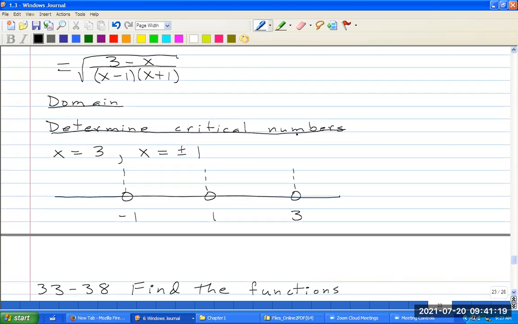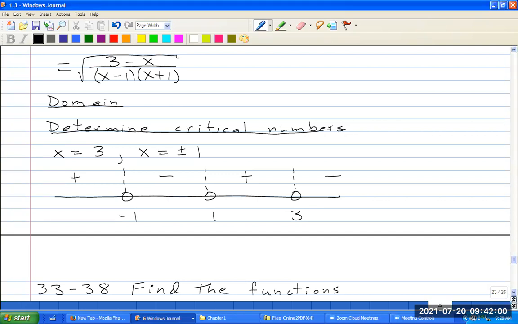Let's take a number bigger than 3, 4: negative divided by positive, positive, negative. Take a number between 1 and 3, let's say 2: positive, positive, positive is positive. Between -1 and 1, let's say 0: positive divided by negative times positive is negative. Take a number less than -1, let's say -2: positive, negative, negative is positive.